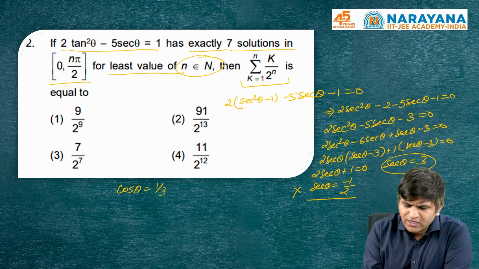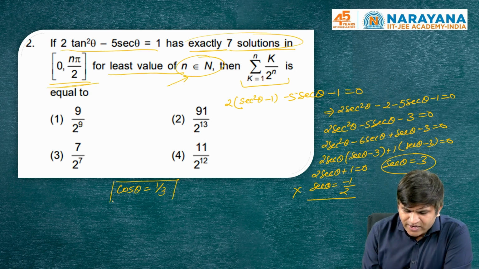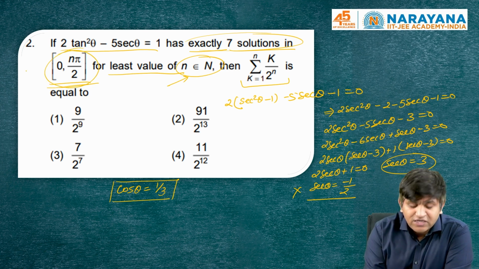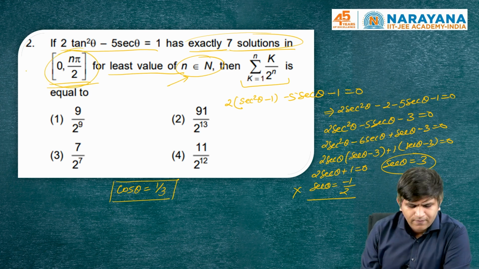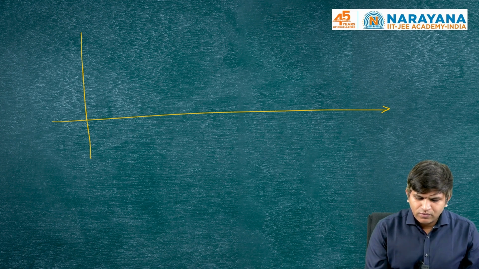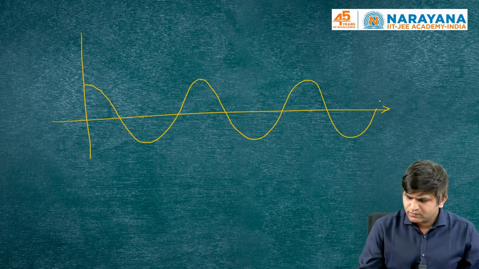Now they are saying there are exactly 7 solutions in the interval, so we have to find n. To find this interval, we have to draw the graph. If we draw the cos θ graph, it starts at 1 and goes down like this.